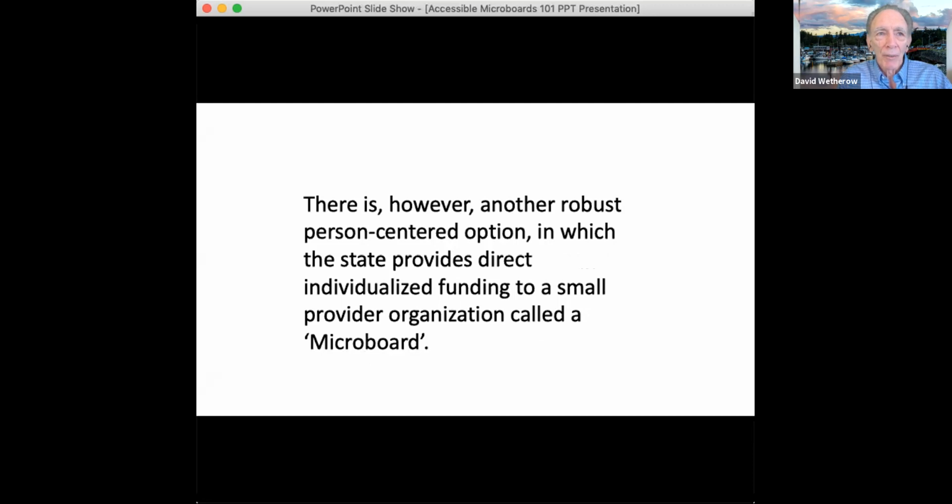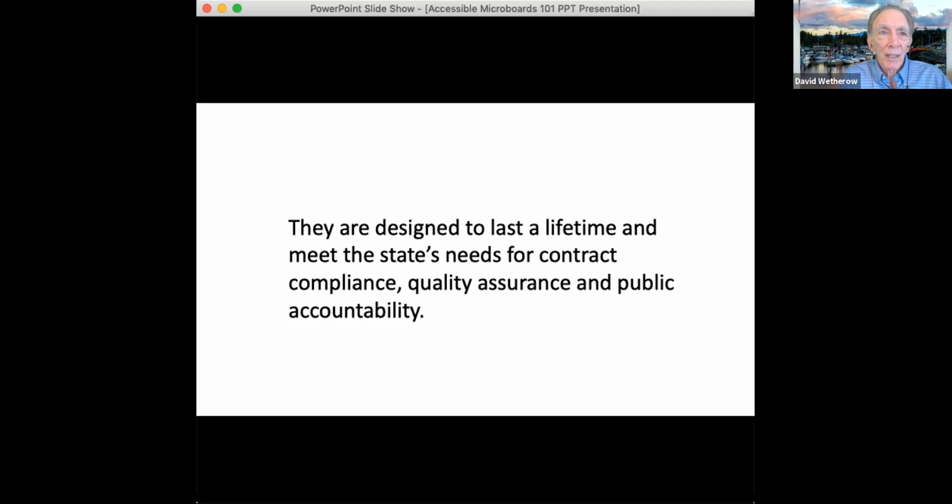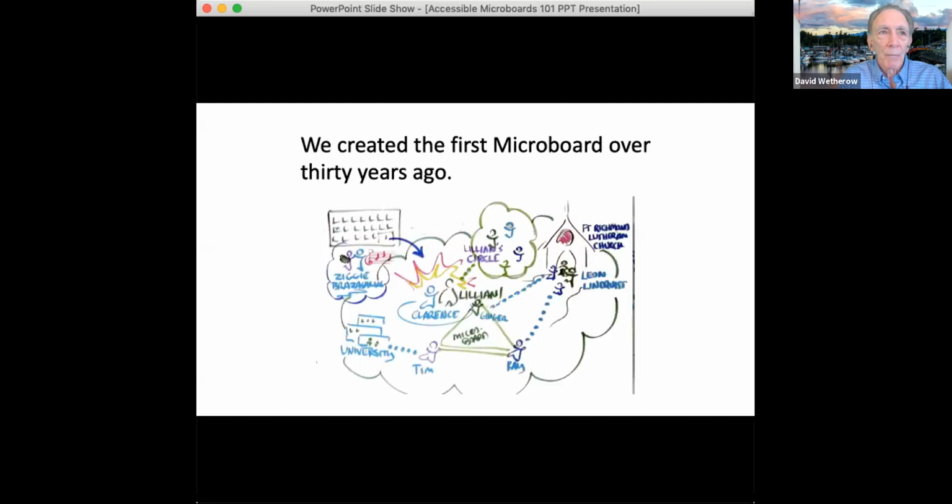There is, however, another robust person-centered option in which the state provides direct individualized funding to a small provider organization called a microboard. Microboards are small, nonprofit corporations, boards, that are designed to serve one person. They're designed to last a lifetime and still meet the state's needs for contract compliance, quality assurance, and public accountability.